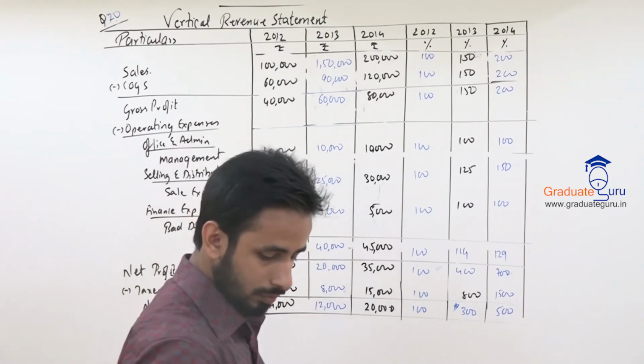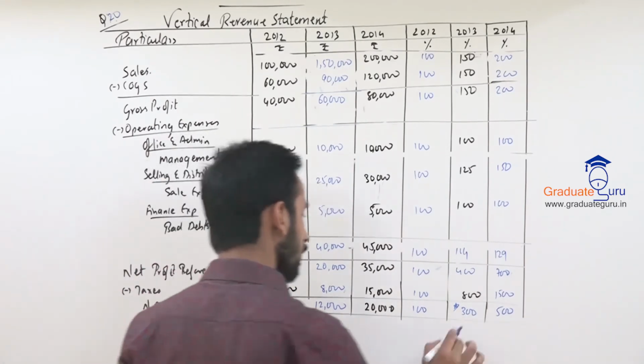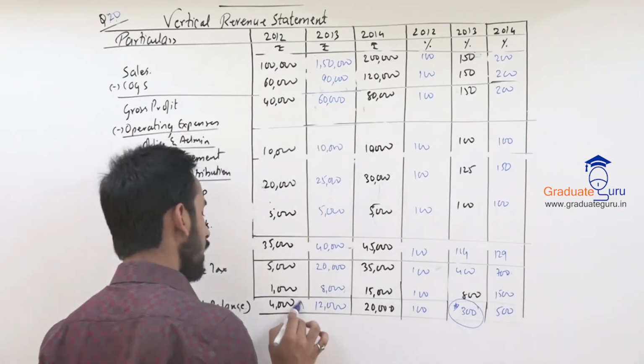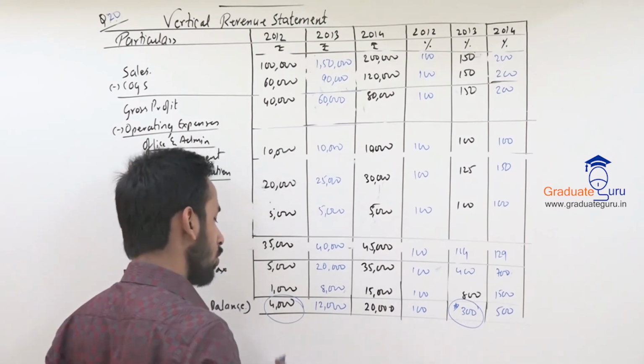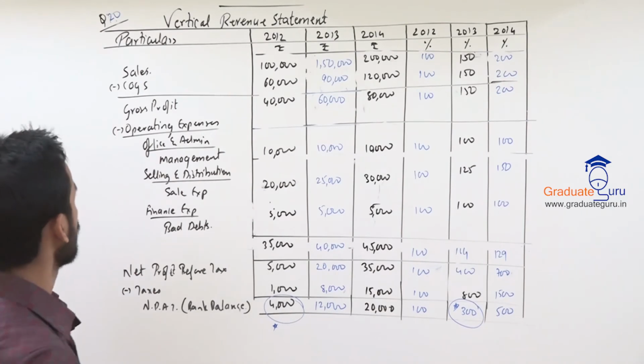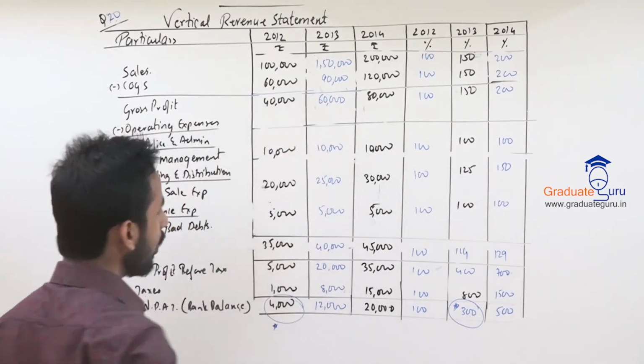There was only one printing mistake out here. It has to be 300 over here, which was printed 200, and the balance over here that was printed 5000, it has to be 4000. Only these two printing mistakes were there. Just make the changes, copy the question, done. That's all. I hope now this chapter is very simple.